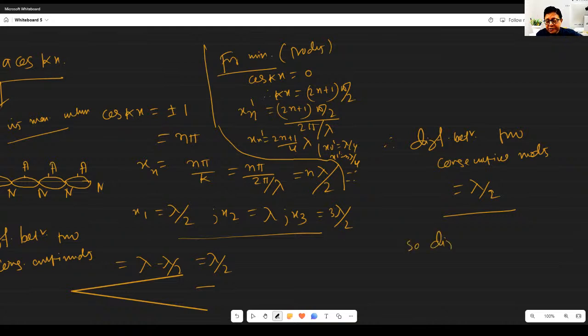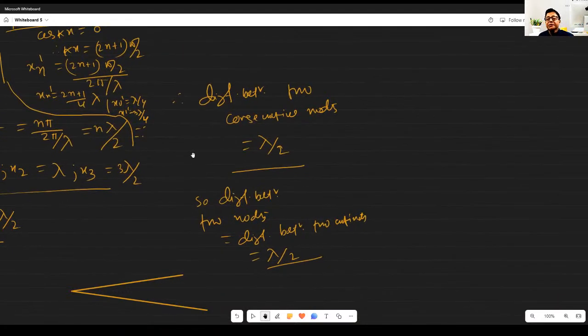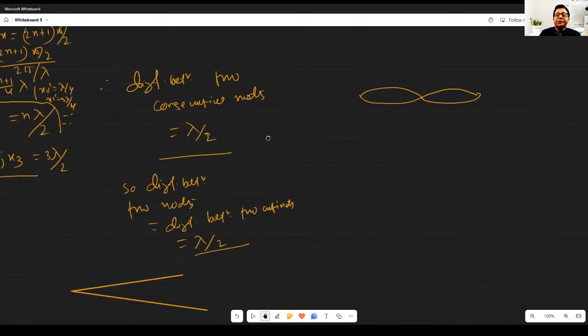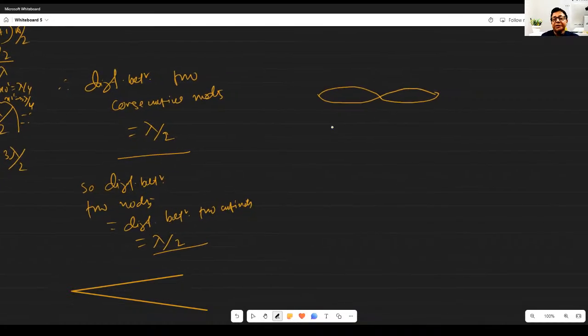So the distance between two nodes equal to the distance between two antinodes is equal to lambda by 2. So this is symmetric, no? It will be destroyed over there, but the graph will be symmetric, the way I was plotting here. This pattern you will find where? This will be found in vibration of stretched wave.